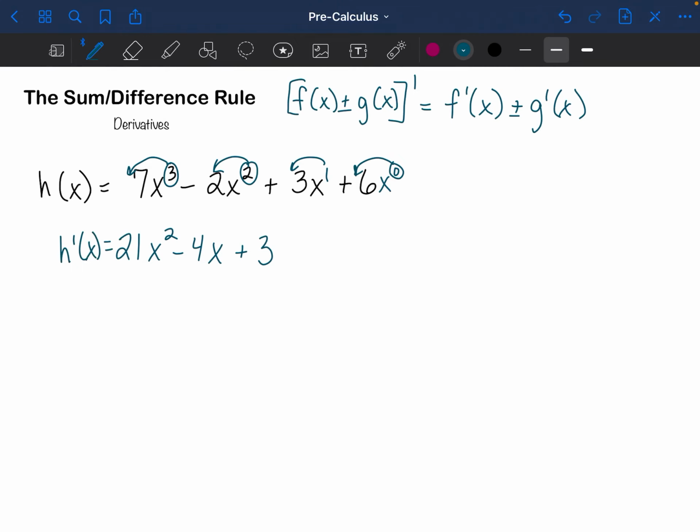All right, the sum and difference rule is really going to come in handy when we have like a bunch of different functions. Like what if I had a natural log plus a cosine of negative x squared plus a, right, we have a bunch of different types of functions in one. For polynomials, it just makes it really easy.